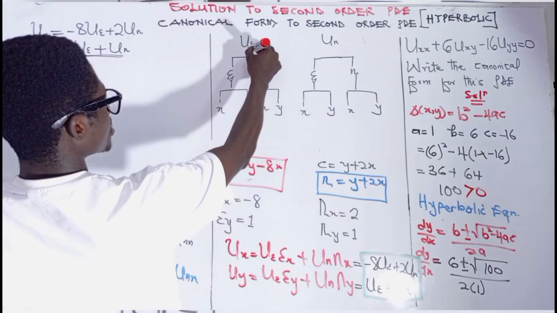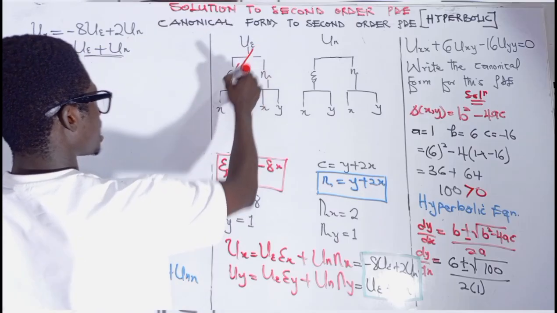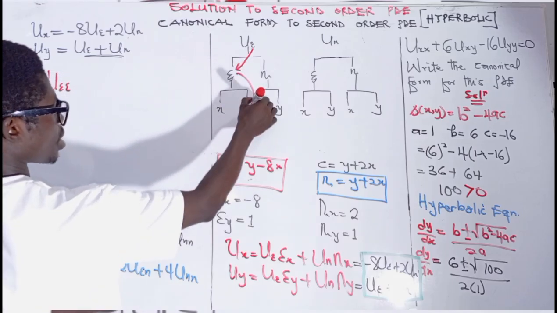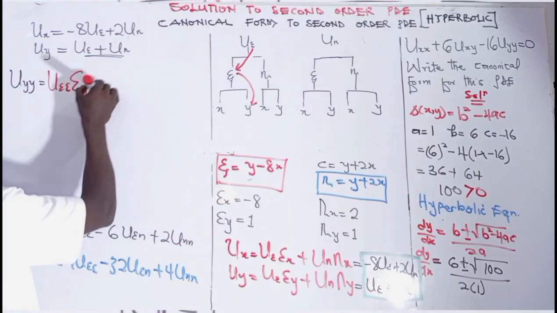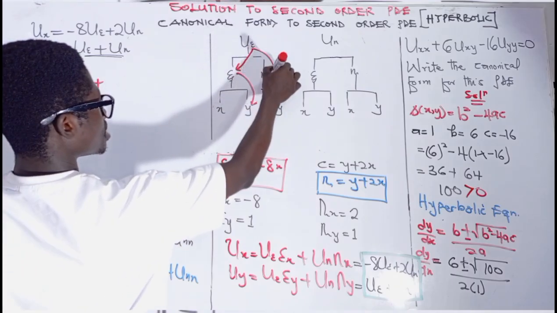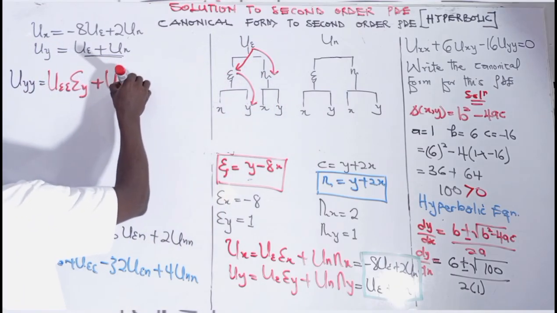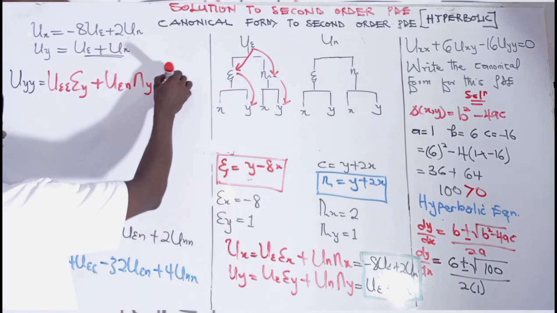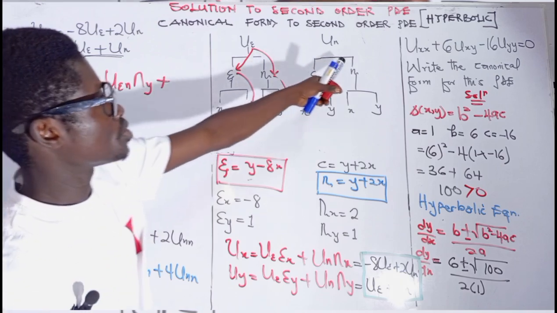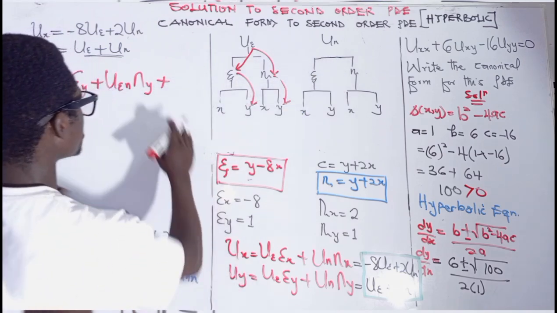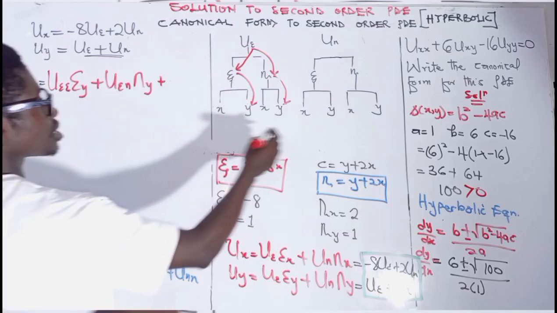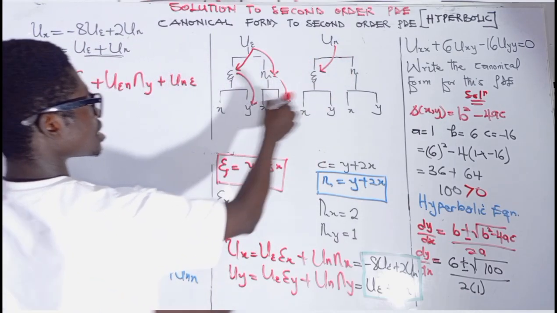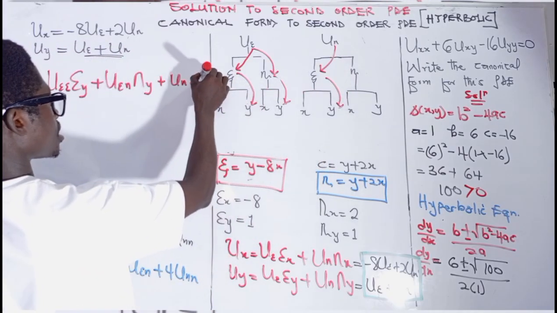So we have u xi xi, then we have xi y, plus u xi eta, then we have eta y. We also have u eta, so you have to move to the u eta diagram to find the expression for u eta. So we have u eta xi, and we move to the y part, xi y.